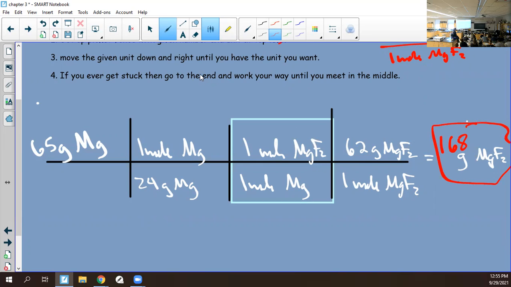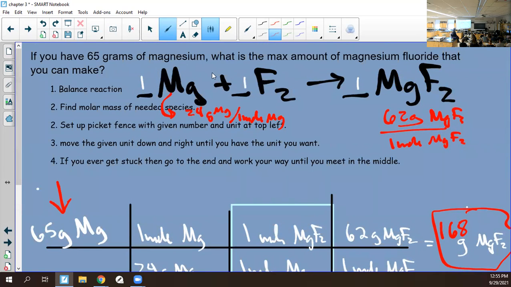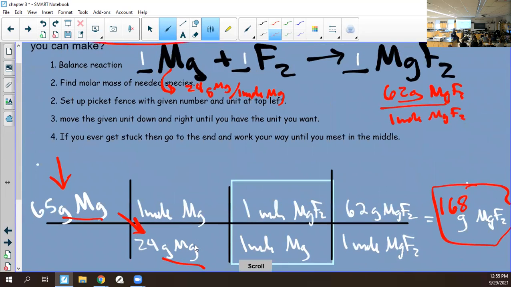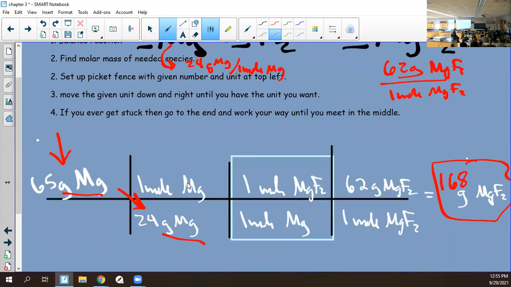Here we go. So I started my picket fence with the number and the unit that the problem gave me, which was 65 grams of Mg. This unit here must come down and become this unit here. Grams is really always tied to a mole, 1 mole in fact, so I knew the top was mole of Mg. If I know this unit, then I knew that unit was mole of Mg. So far, okay?